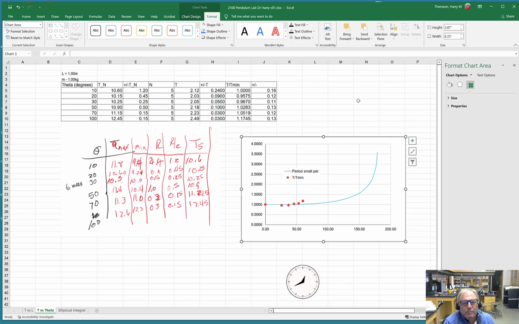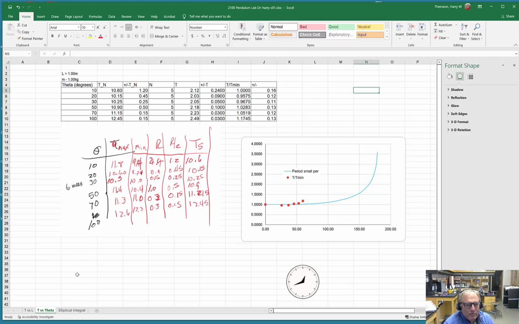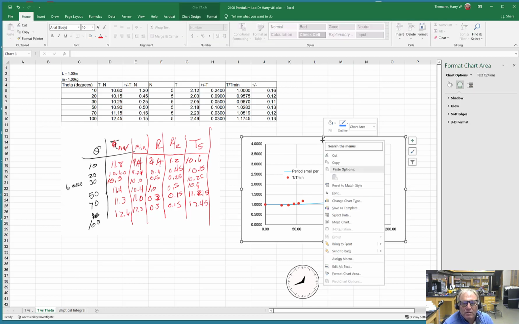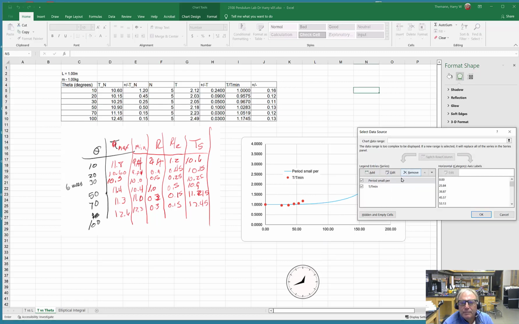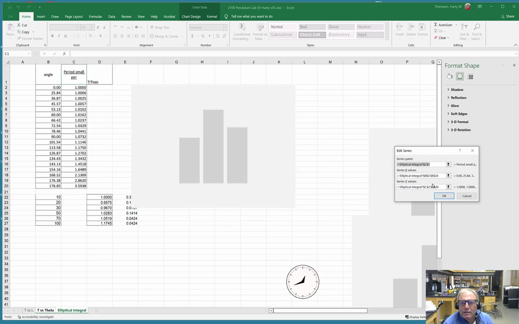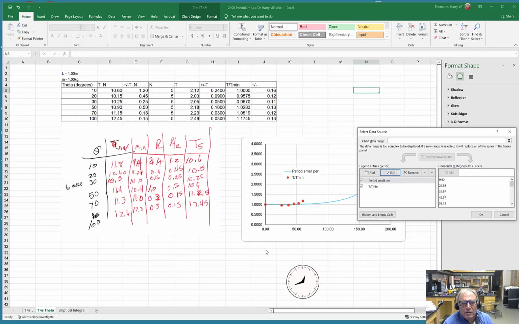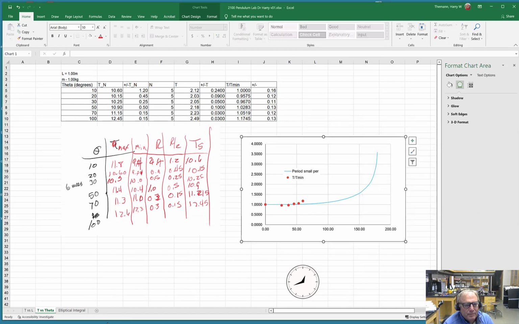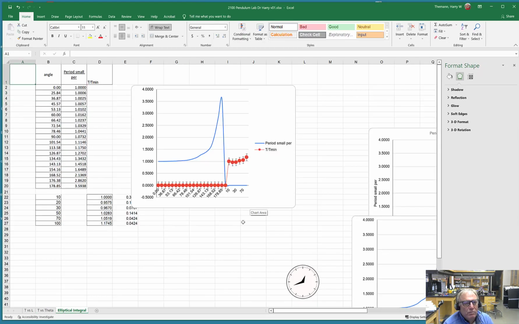Okay, anyways, I gave you the elliptical integral, and I don't know where, I must have, let's see, select data, edit. Oh, it's on the next page. So I think what I did is I just went ahead and, whoa, interesting. I have no idea what that is. Okay. So, oh yeah, I remember this.